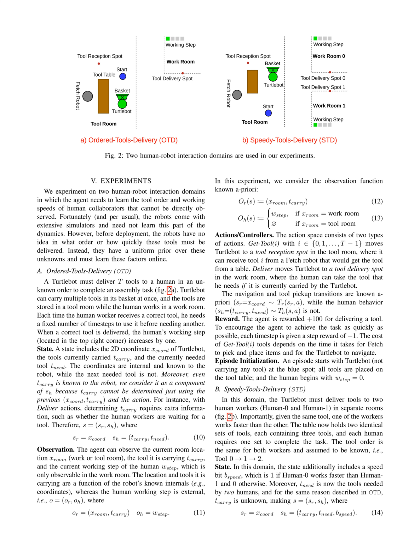State. In this domain, the state additionally includes a speed bit, which is 1 if human 0 works faster than human 1 and 0 otherwise. Moreover, the tools needed are now the tools needed by 2 humans, and for the same reason described in OTD, the tools currently carried are unknown, making S = (S_R, S_H), where S_R = X-coordinate, S_H = (tools currently carried, tool needed, speed bit).